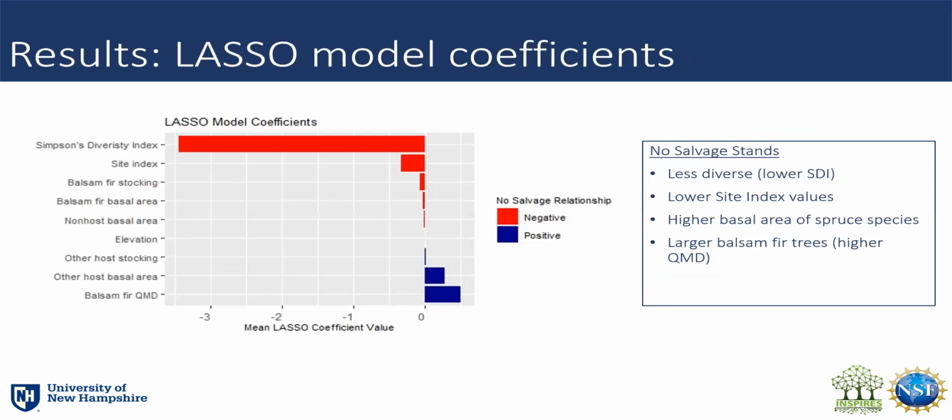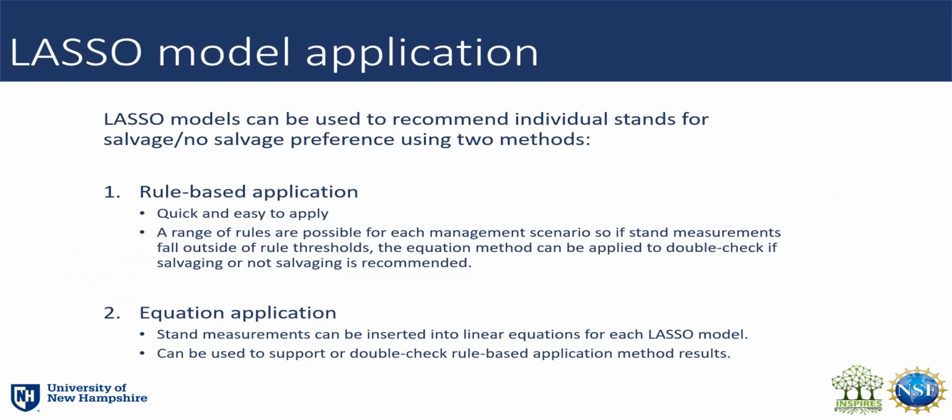So looking at our most important coefficients, the lasso models chose 9 out of those 81, where our diversity parameter, Simpson's diversity index, and site index were the most negatively related to no salvage. So we expect our no salvage plots to be less diverse and have lower site index values. And then on the other end, our other hosts are spruce species basal area and our balsam fir quadratic mean diameter. We expect those values to be higher on no salvage plots.